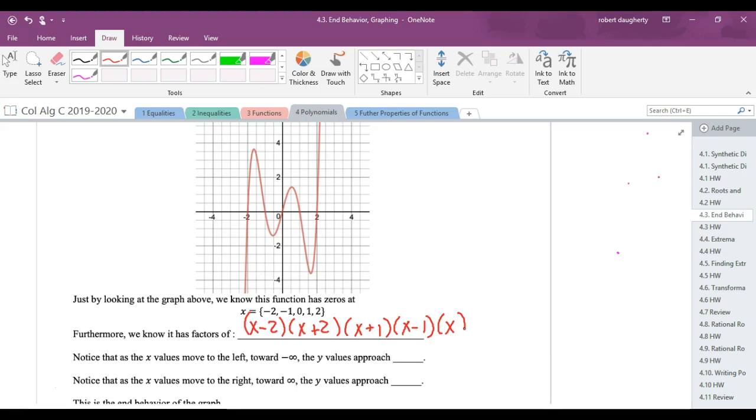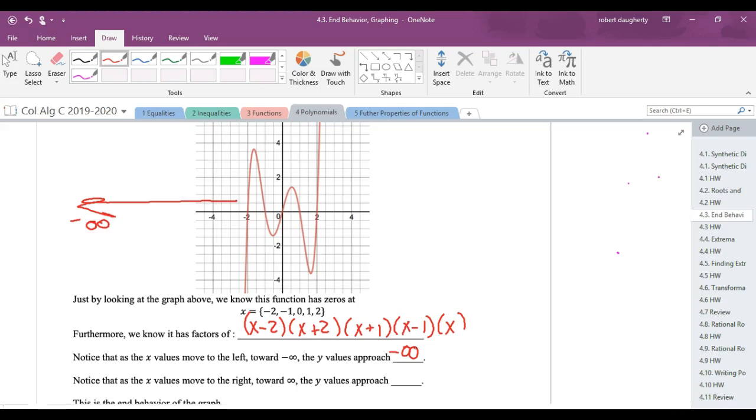Now, here's what I want you to do. I want you to look at the x values of this graph. As my x values go this way, where are the y values on that graph? As the x values go to -infinity, where are the y values going? As you travel to the left, here are the y values. They go down to what number? -infinity. So when my x values go to the left, my y values are going to -infinity.